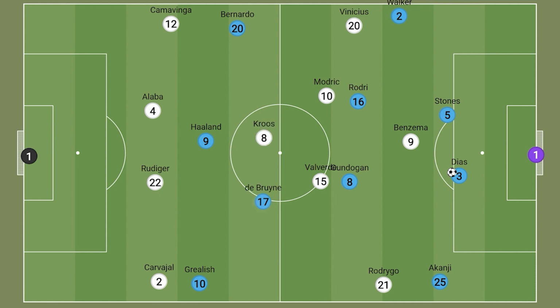But De Bruyne could also look to receive in these deeper areas, as he knew that Rodrygo could be higher on Akanji and Gundogan was tied up by Valverde, so this would present an opportunity for progression, although this wasn't as effective as City's usual build-up.